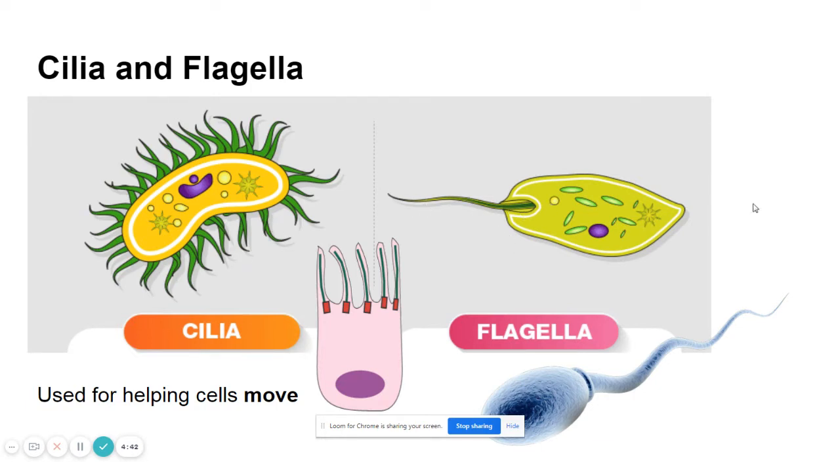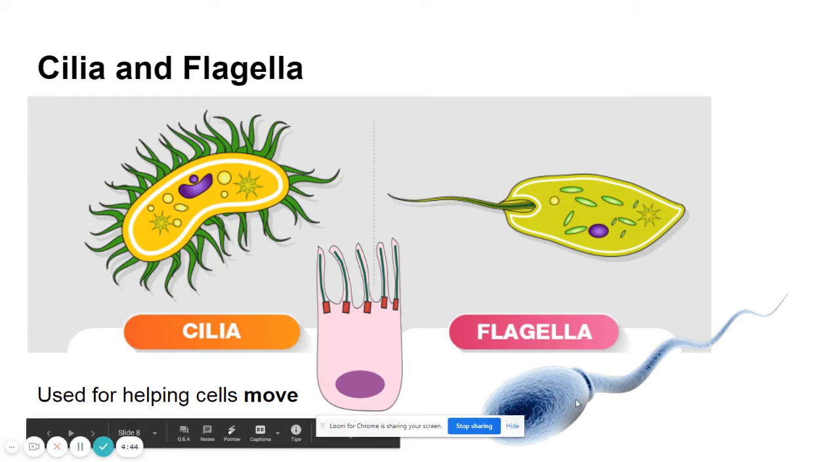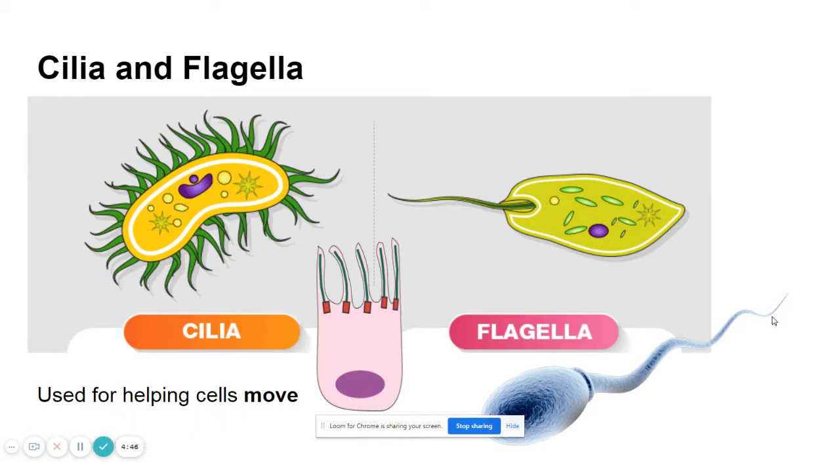The flagella is found on some cells, such as the sperm cell over here, and the main purpose of the flagella is to allow the cell to move. It helps the cell to move, to propel itself through the body.